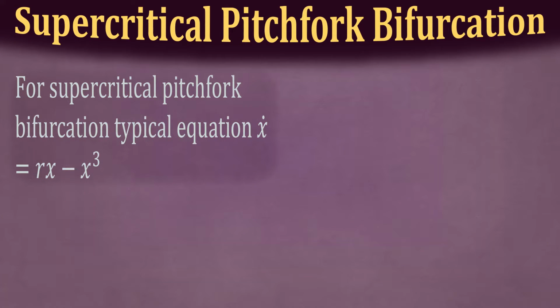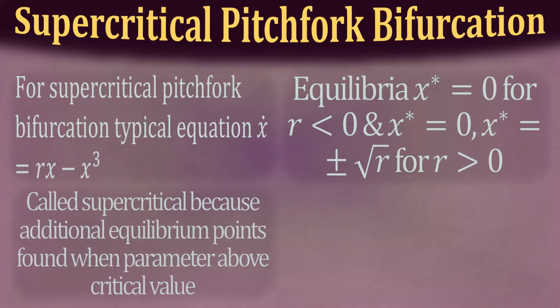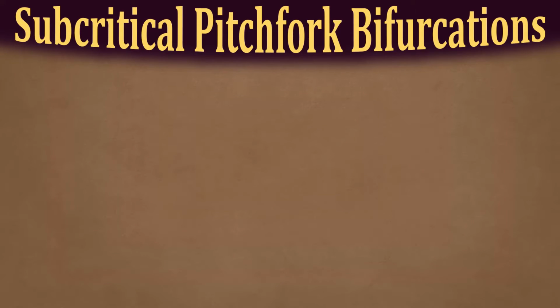For supercritical pitchfork bifurcations, the typical example is x dot is equal to rx minus x cubed. The equilibria are x star is equal to 0 for r negative, and x star is equal to 0 or x star is equal to plus or minus the square root of r for r positive. It is called supercritical because the additional equilibrium points are found when the parameter is above the critical value.